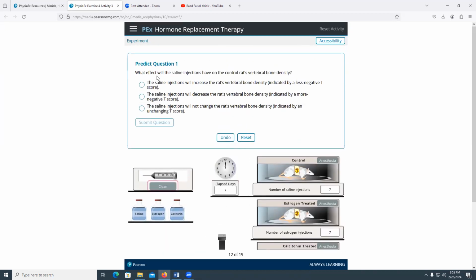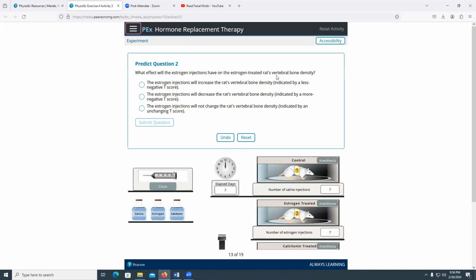Then, what effect will the saline injections have on the control rat's vertebral bone density? Does saline have any effect on bone density? Of course not. The saline injections will not change it. Okay, what effect will the estrogen injections have on the estrogen treated rats? So estrogen is very important to maintain vertebral bone density. That's why females after menopause, when their ovaries are no longer secreting estrogen, are susceptible to osteoporosis.